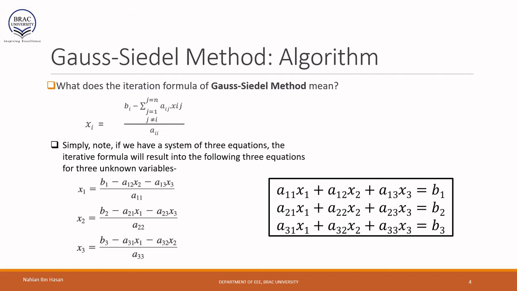Let's say we have a system of 3 equations. The equations are denoted in this manner. Look at this, inside the box these are the three equations that we are given. If we modify these three equations, we can easily get these three equations. From the first equation, we can determine x1 in terms of x2 and x3. From the second equation, we determine x2 in terms of x1 and x3. And from the third equation, we determine x3 in terms of x1 and x2. So we can easily manipulate these three equations algebraically to get these three equations.